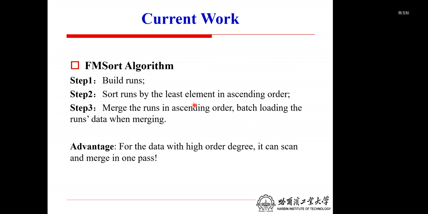When merging, it has an advantage. For data with a high degree of order, it can scan and merge in one pass. On the contrary, for data with a low degree of order, it needs to scan many times. At this time, the bandwidth benefits of the parallelism may be offset by the increase of scan IOs.